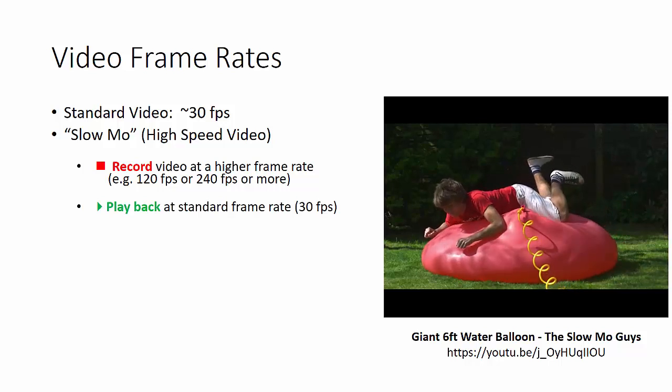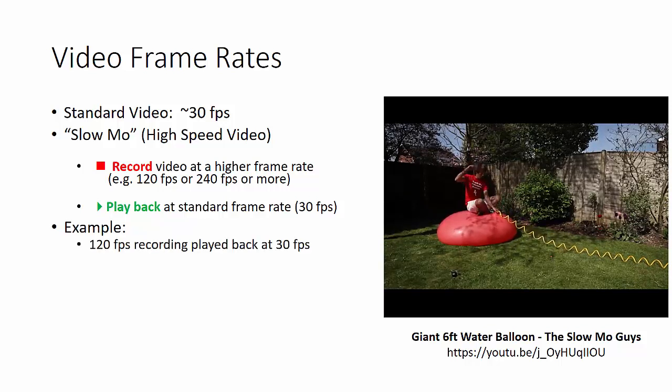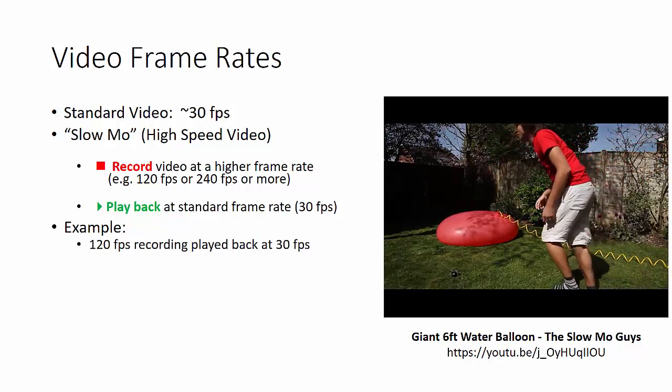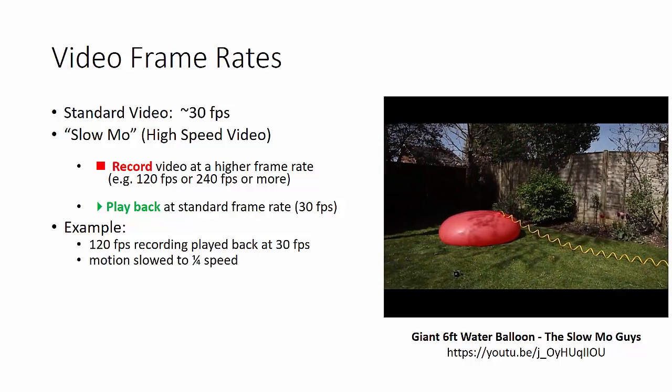Afterwards, when you play back the video, if you play it back at 30 frames per second, you have the appearance of slowing the motion down. So for example, if we were to record at 120 frames per second and play it back at 30 frames per second, the motion will appear to be going at a quarter of its normal speed.